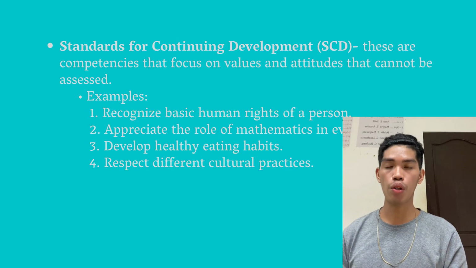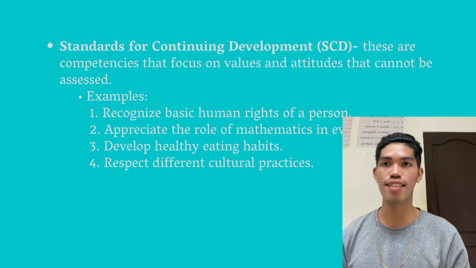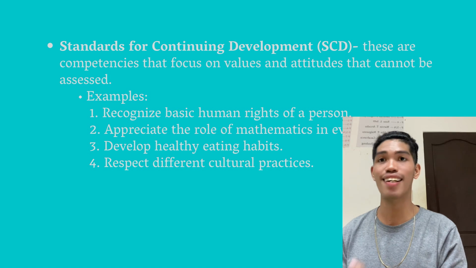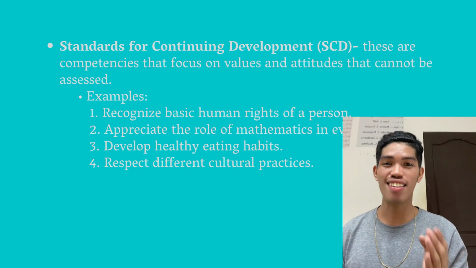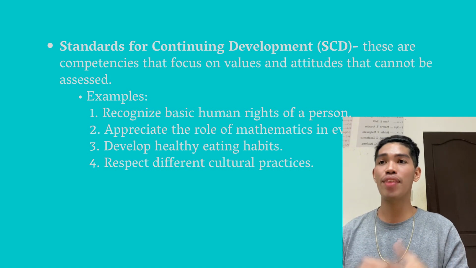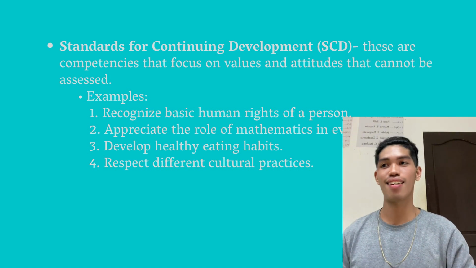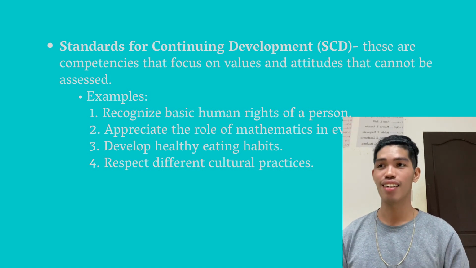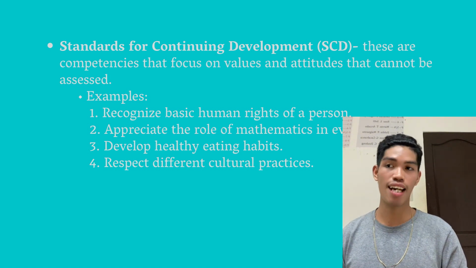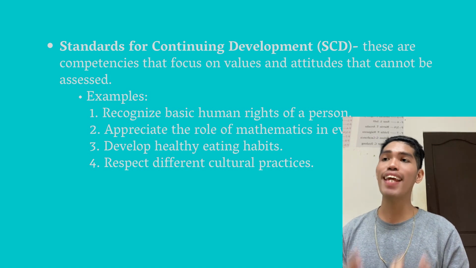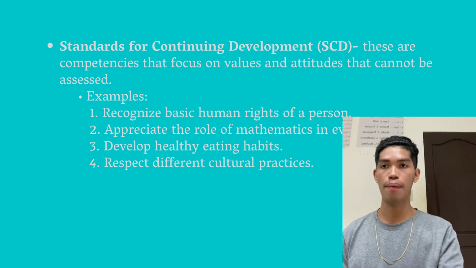Next, we have standards for continuing development or SCD. These are competencies that focus on values and attitudes that cannot be assessed. So these are the strategies. We can use SCD, standards for continuing development, if these values or attitudes cannot be assessed. Actually, first we have recognize basic human rights of a person. Of course, we cannot assess that. And then we have appreciate the role of mathematics in everyday life, develop healthy eating habits, and respect cultural practices. We cannot really assess that. So in that way, we can have the standards for continuing development.